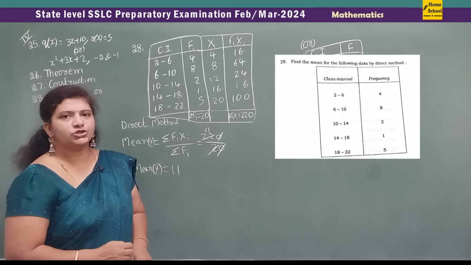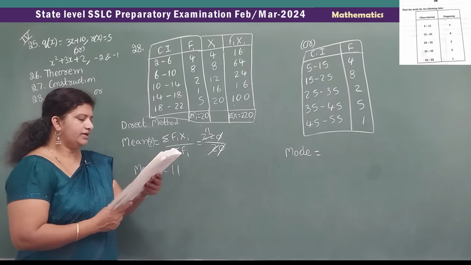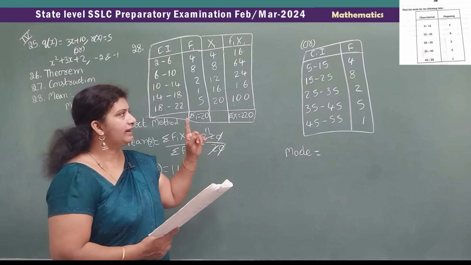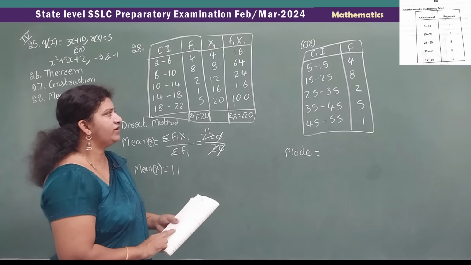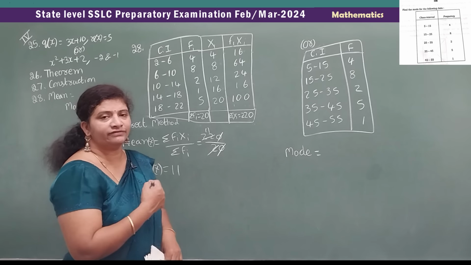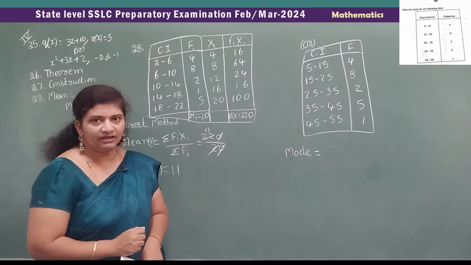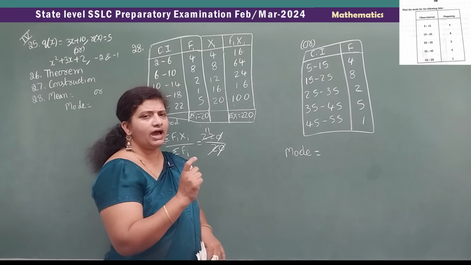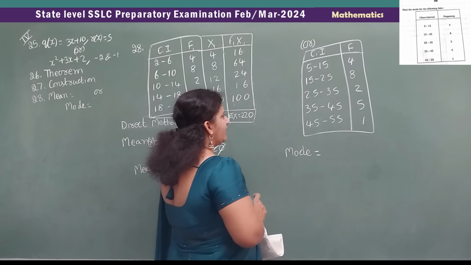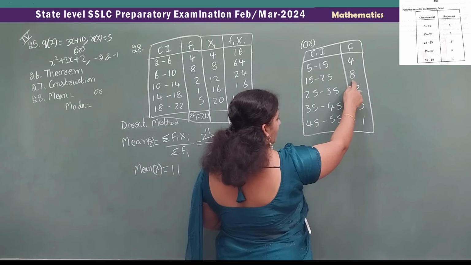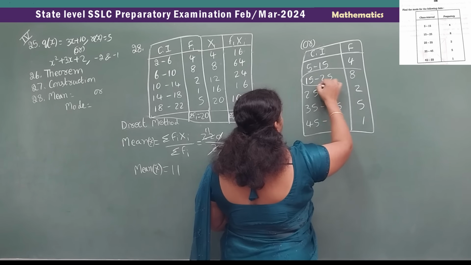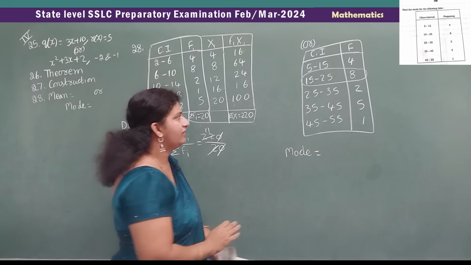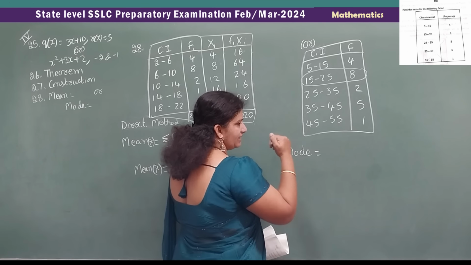Okay, and in this you have one more OR question, that is find the mode for the following data, and you can see the table over there. Class interval and frequency: 5 to 15, 15 to 25, 25 to 35, 35 to 45, and your frequencies are 4, 8, 2, 5, 1. In order to calculate mode, observe the highest frequency. See, where is the highest frequency? Yes, this is your highest frequency. So write the modal class is 15 to 25. First you need to write that statement and then start your problem.